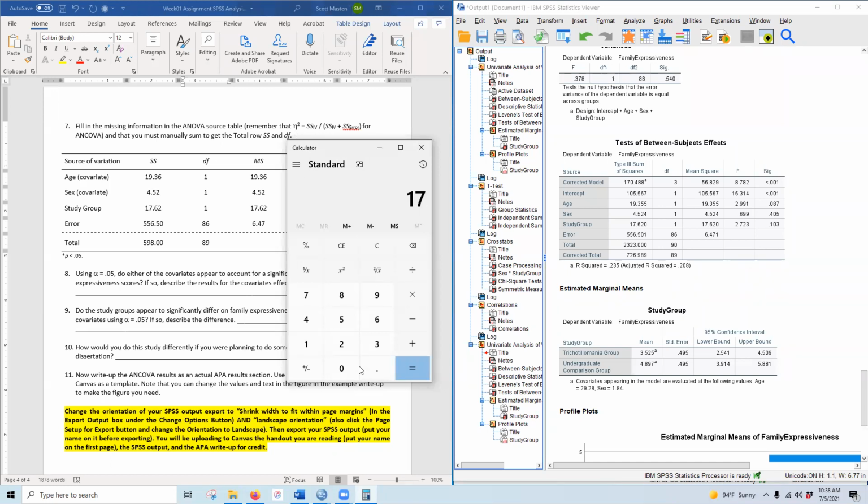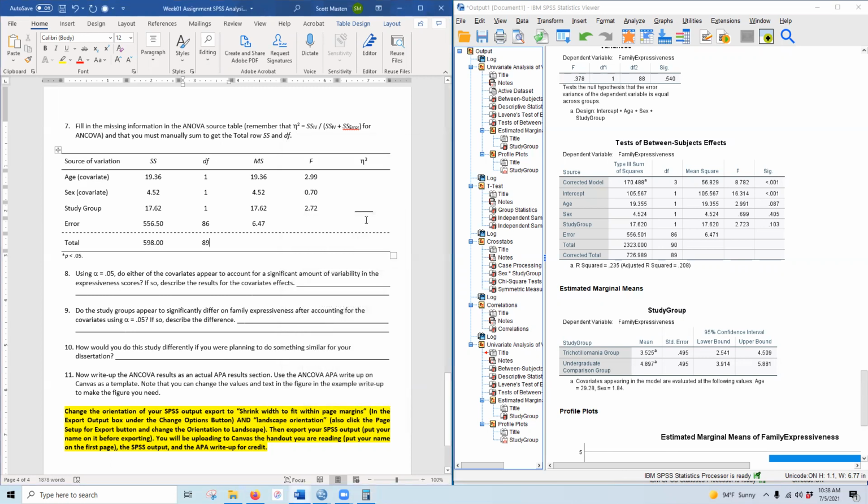So let's do that. 17.62, it's going to be something small, divided by 574.12. Something small, 0.03. Hopefully that's what you got. Let me do it again because I'm spending so much time talking. 17.62 divided by 574.12 is 0.03. Yep, that's our eta squared right here, 0.03. 3% of the variability.